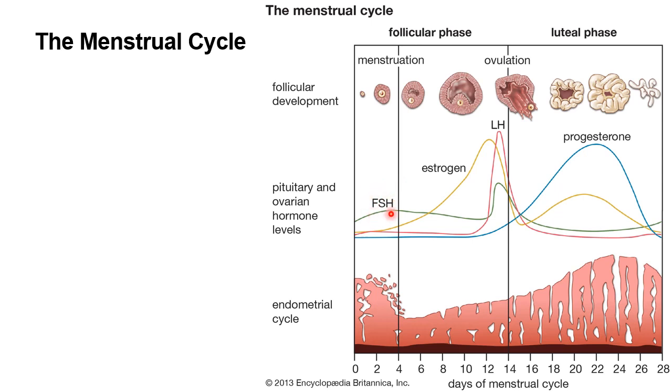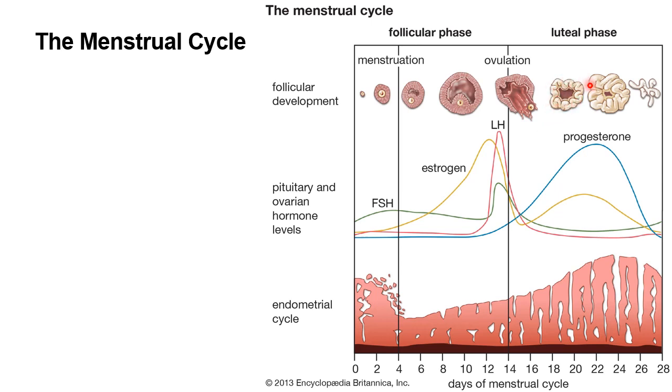Follicle stimulating hormone, which is secreted by the anterior pituitary gland, causes the development of the follicle here. And luteinizing hormone, again secreted by the anterior pituitary gland, causes ovulation and the development of the corpus luteum.